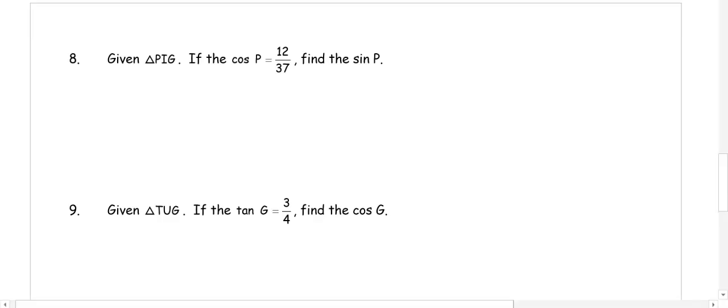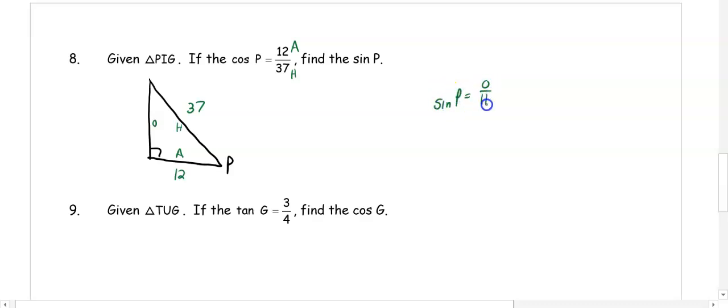In our last type of problems, we are given a trig ratio and we want to find another ratio. So what's going to happen is we are going to draw a right triangle, and the angle it gives us we're going to put in the bottom corner. So now cosine is adjacent over hypotenuse. So if I have my opposite, my hypotenuse, and my adjacent, the hypotenuse is 37 and the adjacent side is 12. We want to find the sine of P, which is opposite over hypotenuse. So we need to know the opposite side.